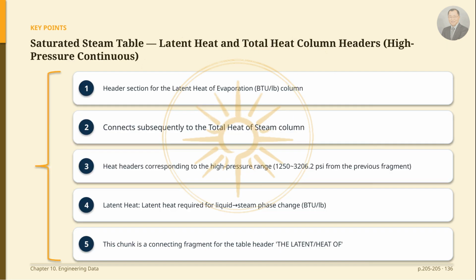This segment is the header part for the latent heat and total heat columns corresponding to the high-pressure range pressure and temperature rows. The latent heat of evaporation represents the heat required for saturated water to undergo a phase change into saturated steam at the same pressure, expressed in BTU per pound, followed by the total heat of steam column. This segment contains only the headers. Specific numerical values are provided in the next connected segment. Throughout the table, latent heat decreases as pressure increases because the distinction between liquid and vapor disappears as it approaches the critical point.